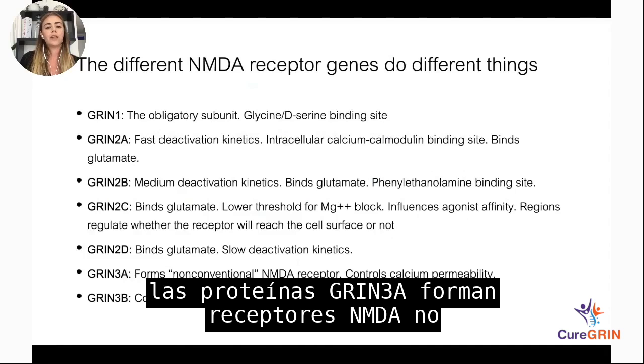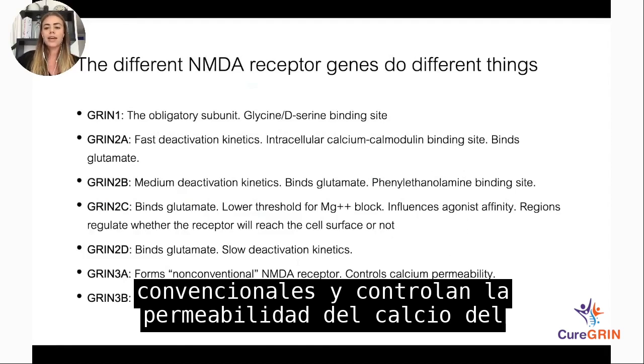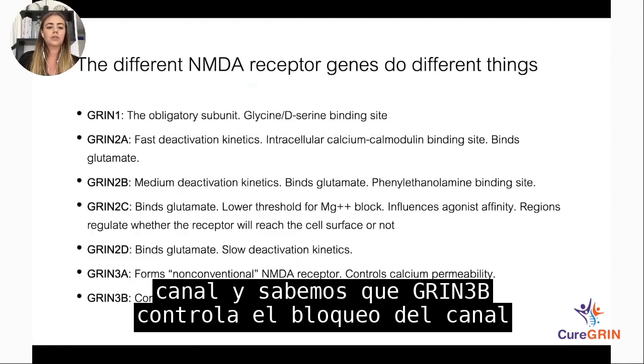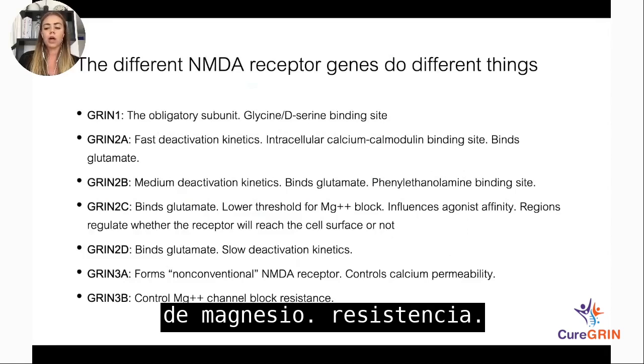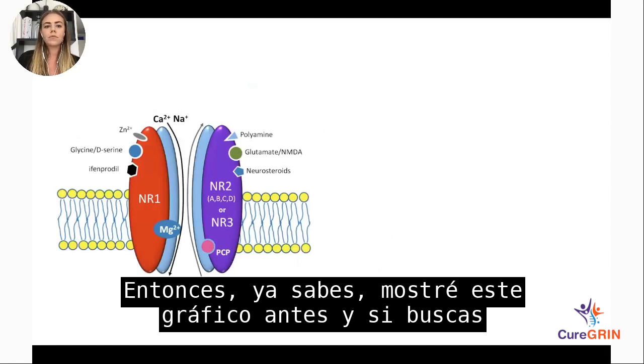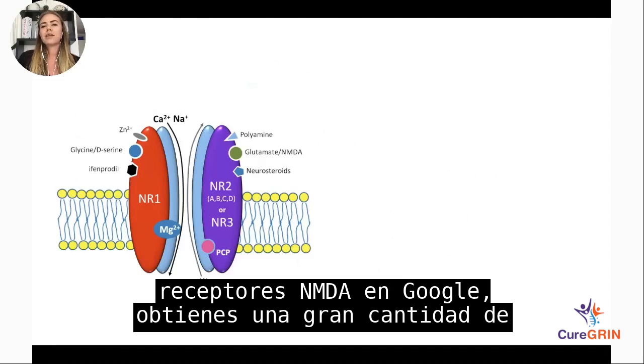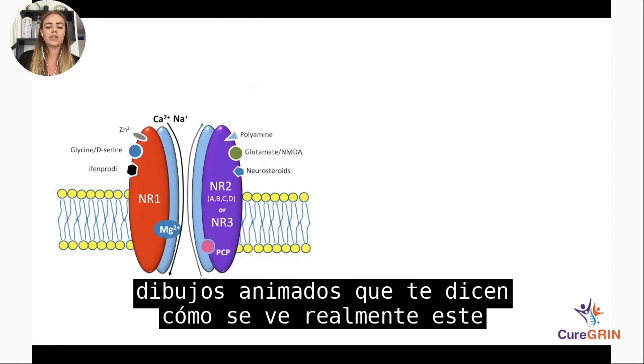But we know that GRIN3A proteins form non-conventional NMDA receptors, and it controls the calcium permeability of the channel. And we know that GRIN3B controls magnesium channel block resistance. So I showed this graphic before, and if you Google NMDA receptors, you get a whole plethora of cartoons that tell you what this receptor actually looks like.